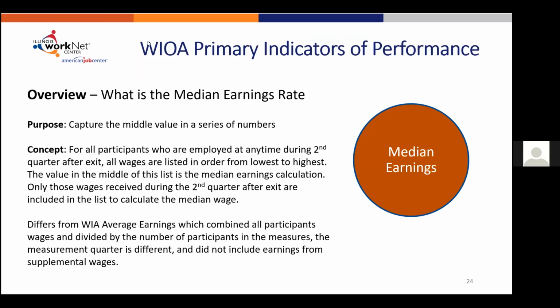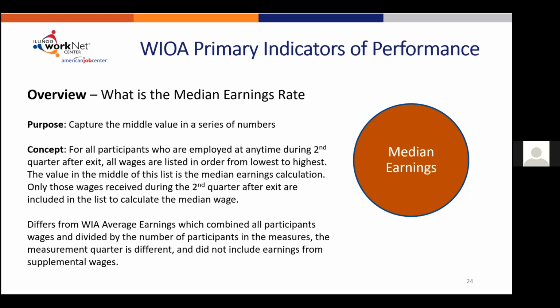Sorry, I'm muted. Okay, so moving on to the fifth WIOA primary indicator of performance, which is included here because it's called the median earnings rate. It's employment related because it's related to their employment status, and it's looking at wages. The purpose of a median is to capture the middle value in a series of numbers, and that is the definition of median.